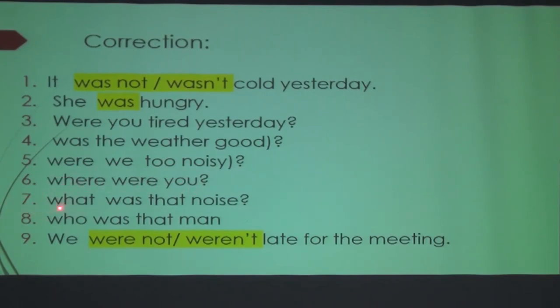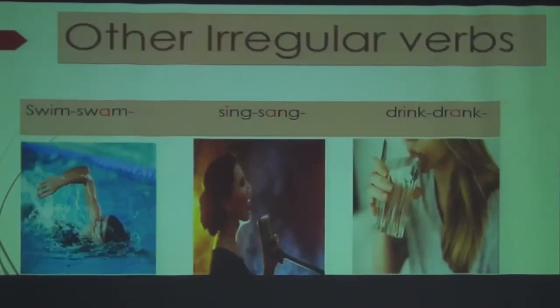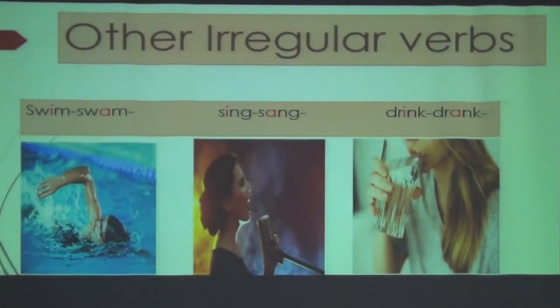Six, where were you? Seven, what was that noise? Eight, who was that man? Nine, we were not or we weren't late for the meeting. Okay? So these are the corrections. We are now going to move to other verbs, not the verb to be, because the verb to be is an exception in English. Okay, let's have a look at the verbs.